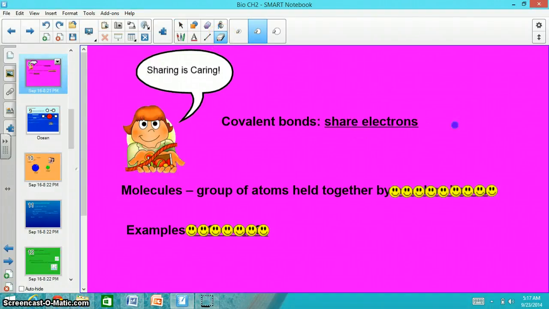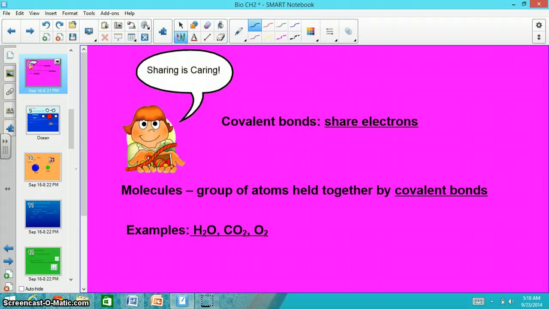Covalent bonds are bonds that form when elements or atoms share electrons. A molecule is just a group of atoms that are held together by covalent bonds. Examples include water, carbon dioxide, oxygen. We talked about this prior. It has to do with their valence level. Like for instance, hydrogen has one electron in its outermost level, its valence level.